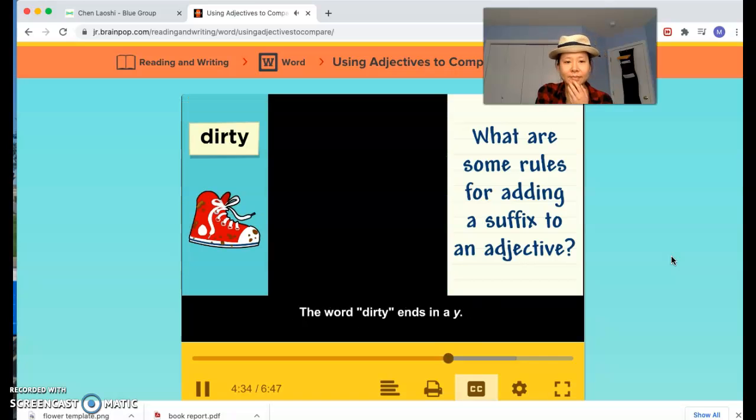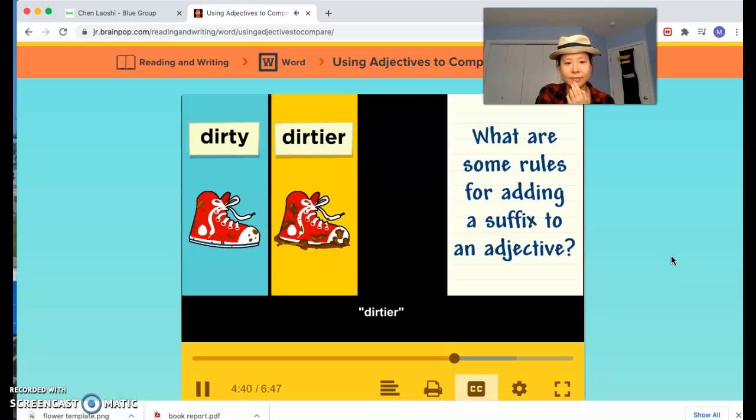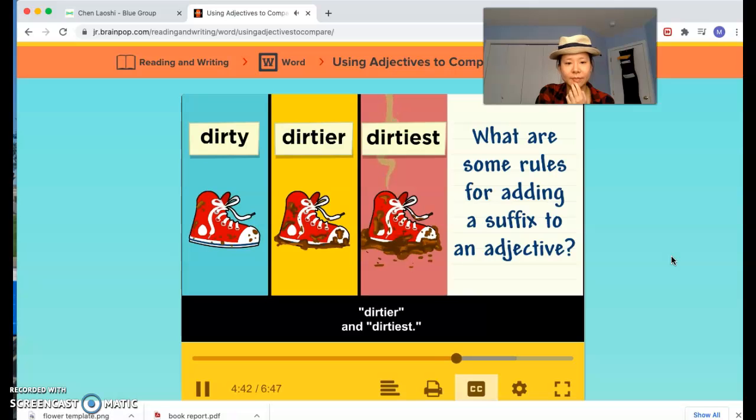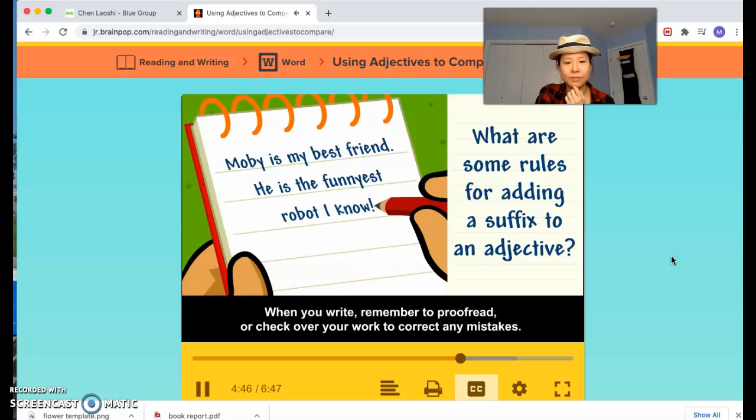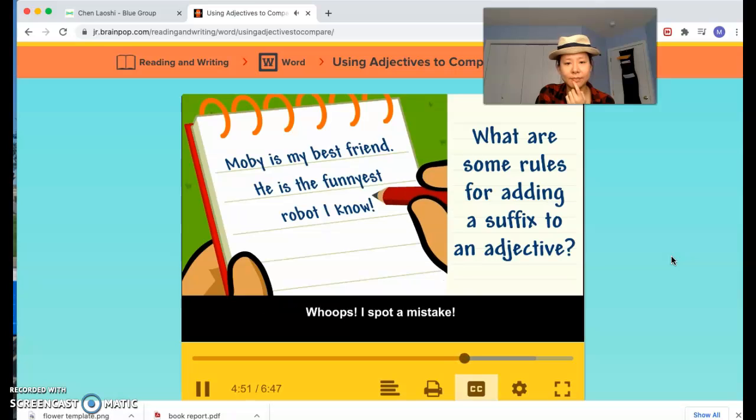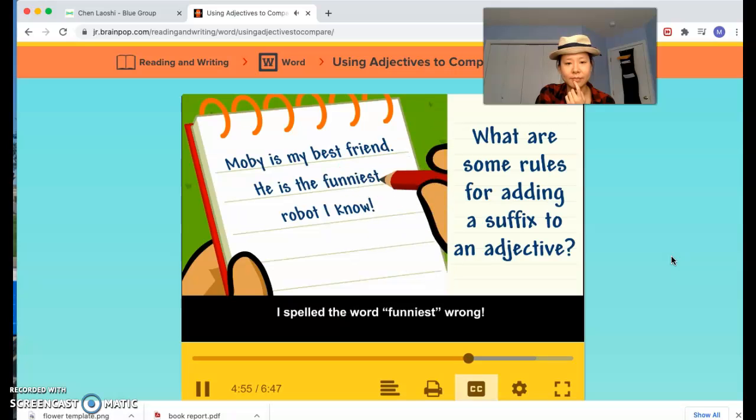The word dirty ends in a Y. That means you have to drop the Y to add a suffix. Dirtier and dirtiest. When you write, remember to proofread or check over your work to correct any mistakes. Whoops, I spot a mistake. I spelled the word funniest wrong.